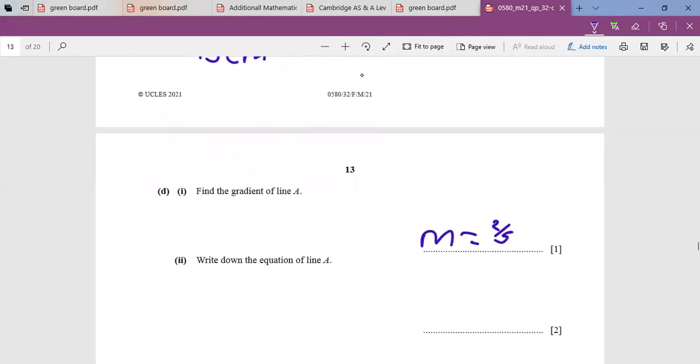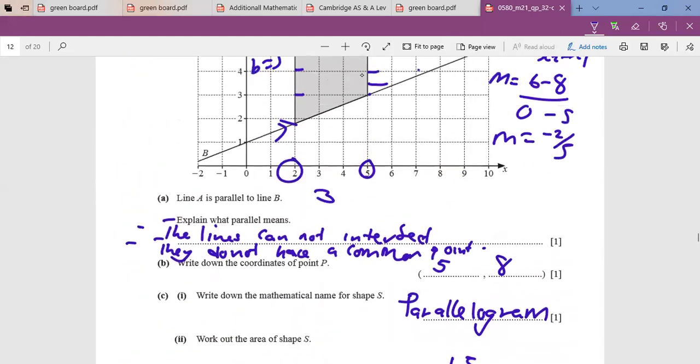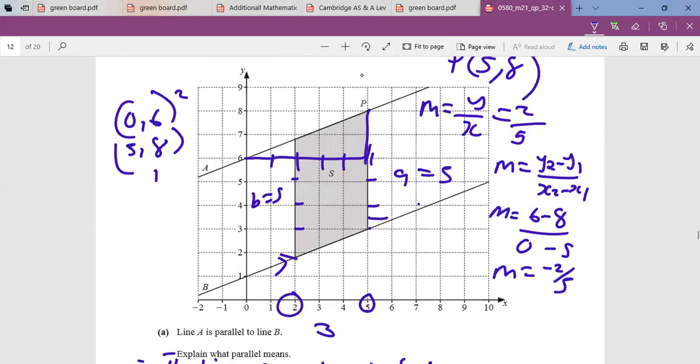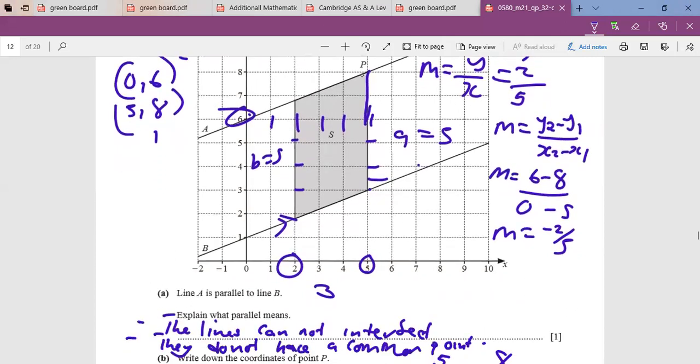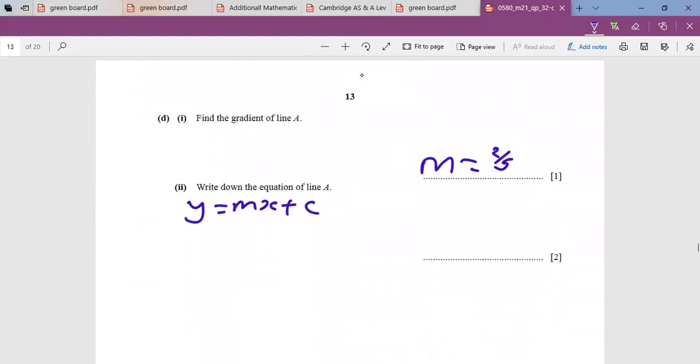Write down the equation of line A. So we can use the standard form of the equation, which is y is equal to mx plus what? C. So when you come to our graph, our y-intercept is 6, all right, and our gradient is 2 over 5. Then, so we are going to say y is equal to our gradient is 2 over 5, x plus y-intercept is 6. So y is equal to 2 over 5, x plus 6.